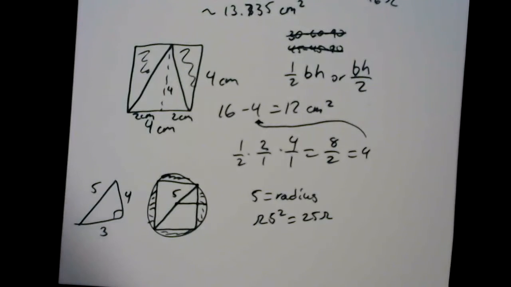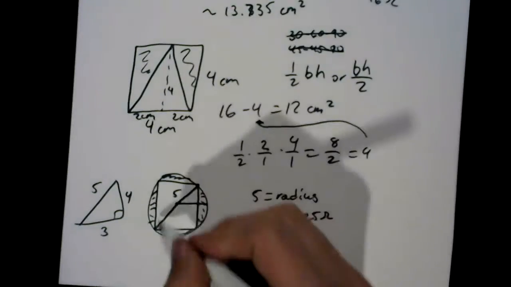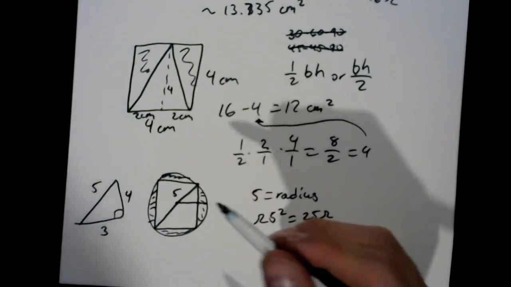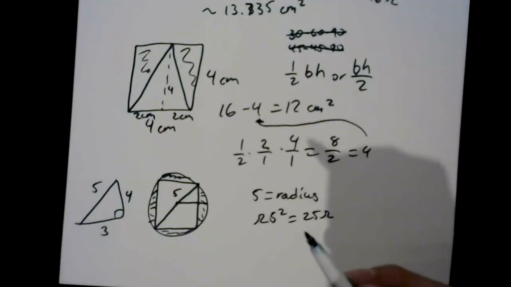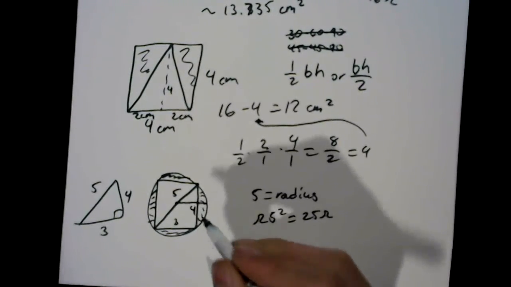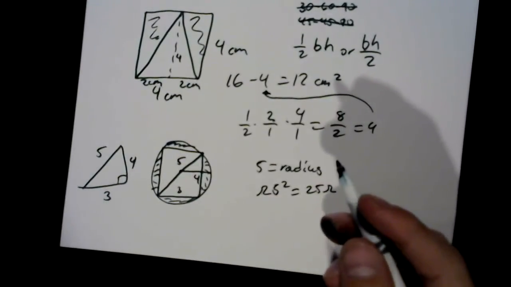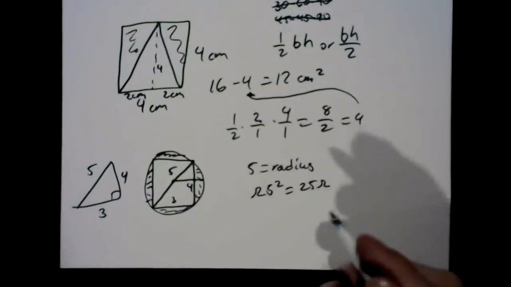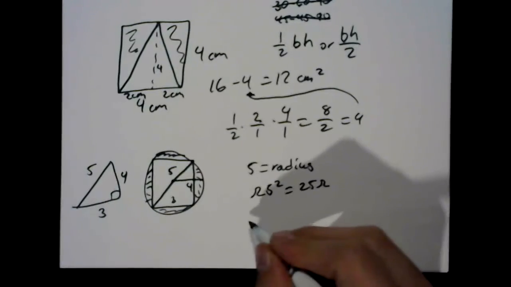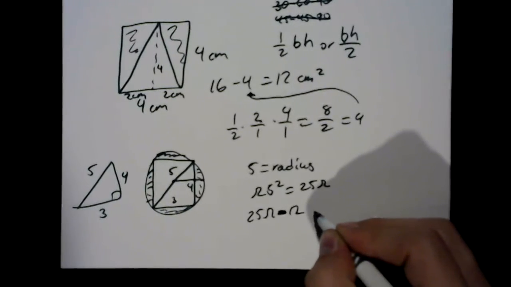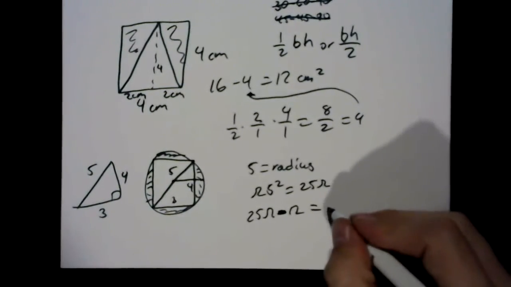So based off that, this would be more of a rectangle in this case than it is a square, but it's a rectangular shape, I guess you could say. So now, since we know that the base is 3, the height is 4, we can find the area of the rectangle with base times height, or length times width. So 3 times 4 is 12. So 25 pi minus 12.